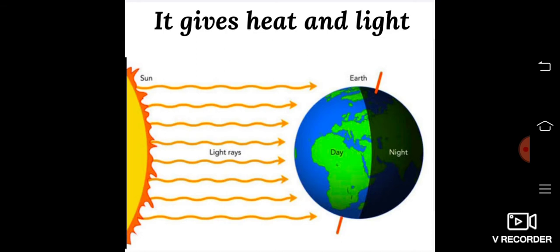What else did we learn? When you look at this picture, you will be able to understand how the day and night occurs. The part of the earth which receives the sunlight, it is daytime. The part of the earth which does not receive the sunlight, it has nighttime. By looking at this picture itself, you must have understood how the day and night occurs.